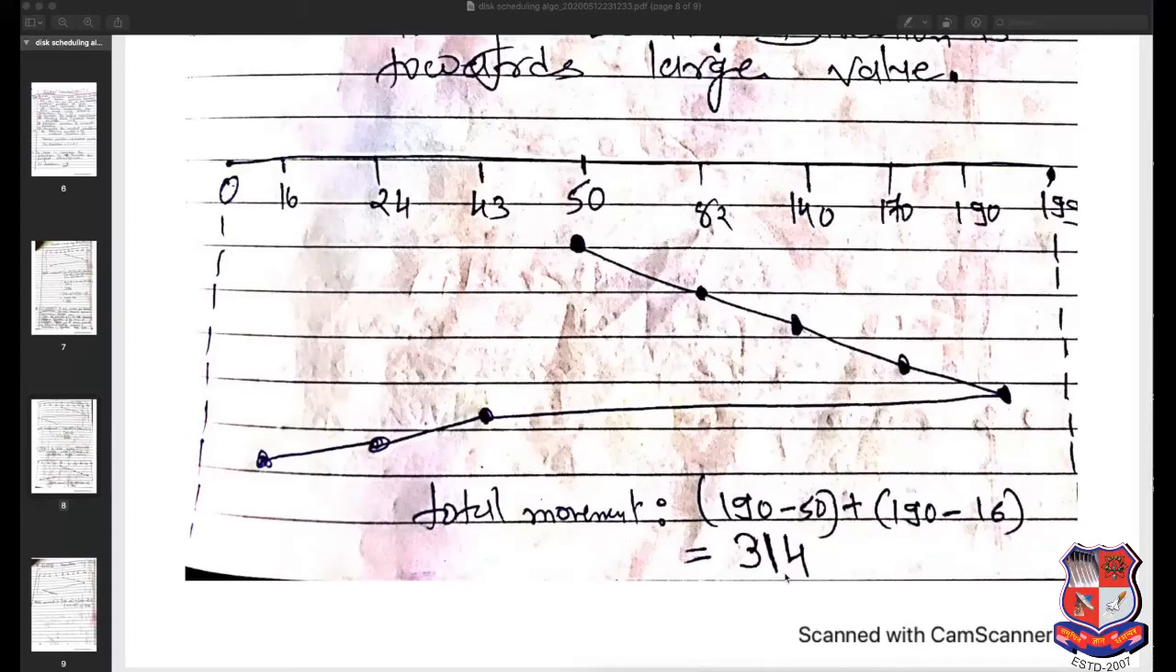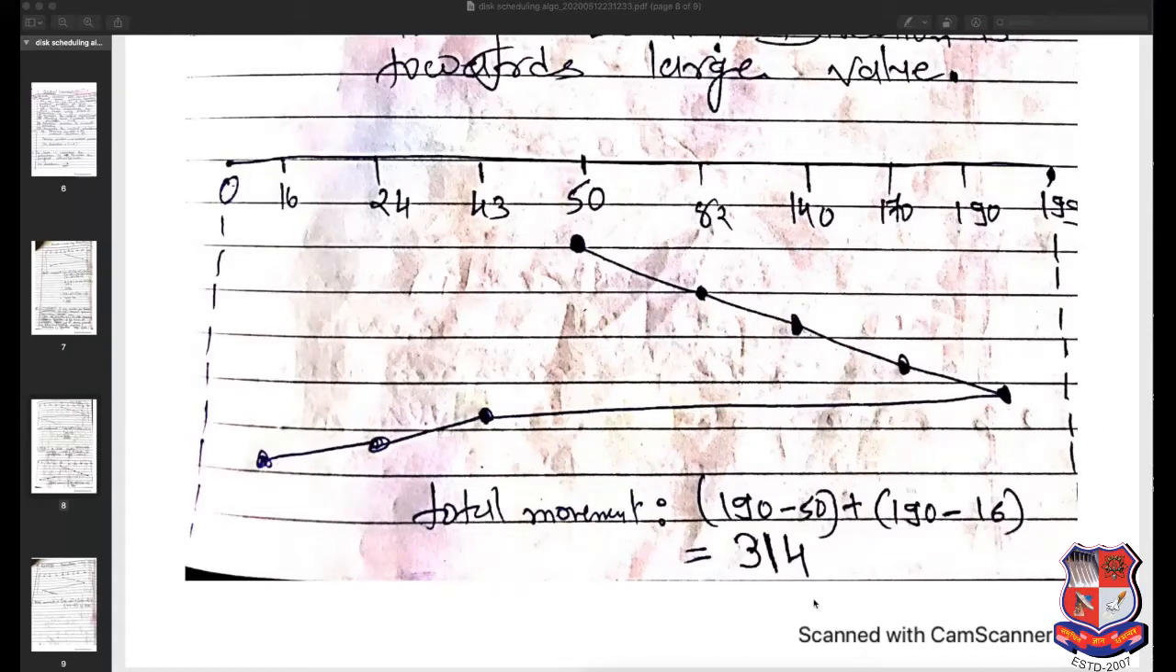And that is one shortcut. Based on this shortcut, we consider 50 and the end of the request track in the same direction. The last request track is 190. So 190 minus 50, plus 190 minus the last request track, which is 16, so 190 minus 16.